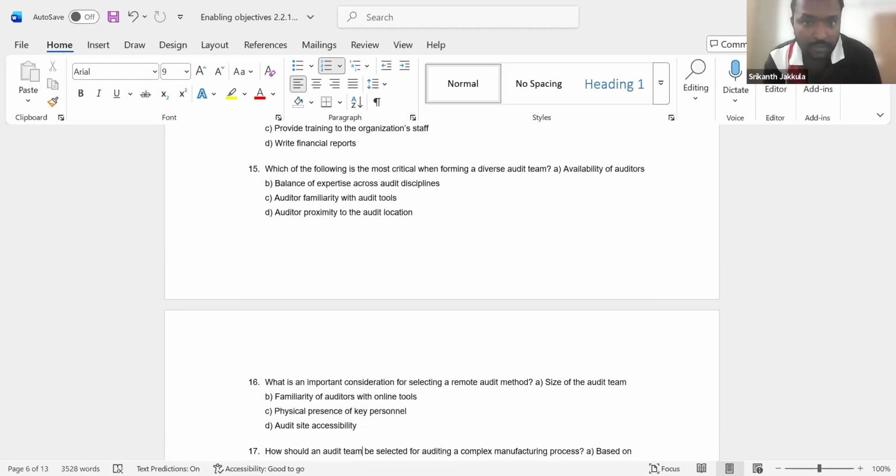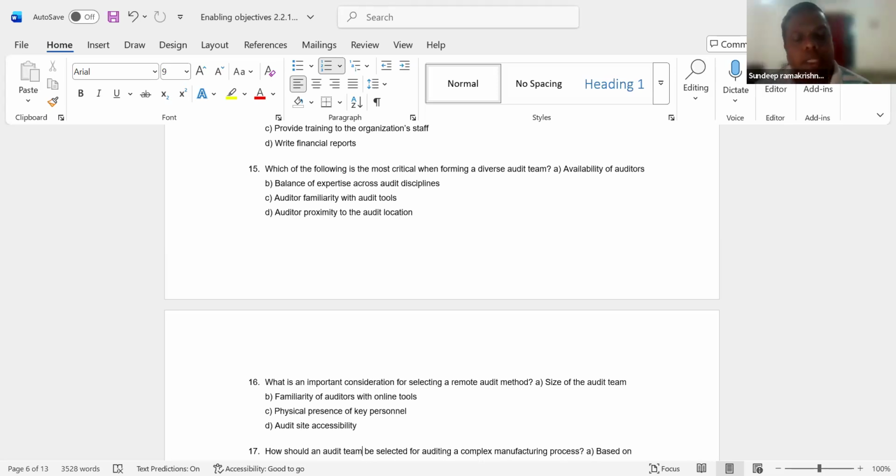Which of the following is the most critical when forming a diverse audit team? Availability of auditors, balance of expertise across audit disciplines, auditor familiarity with audit tools, auditor proximity to the audit location. B, sir, balance of expertise across audit disciplines. Yes, that's a good answer.